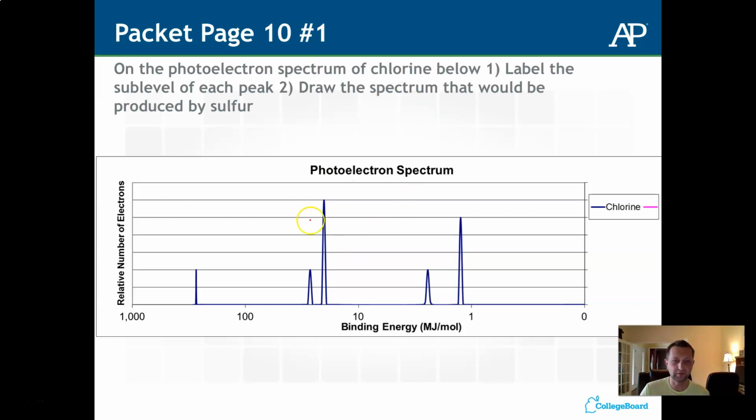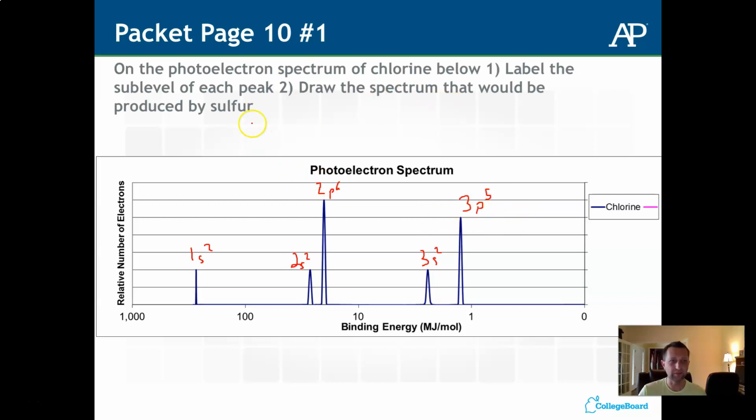So, a little redundant here. We have our 1s2, 2s2, 2p6. We already know it's chlorine, it tells us that. 3s2, and this is 1, 2, 3, 4, 5. It's 5 high, so this would be 3p5. Okay, now that was pretty easy.